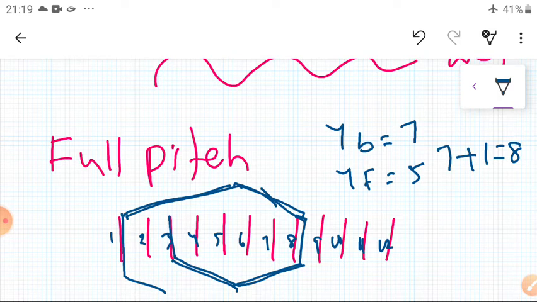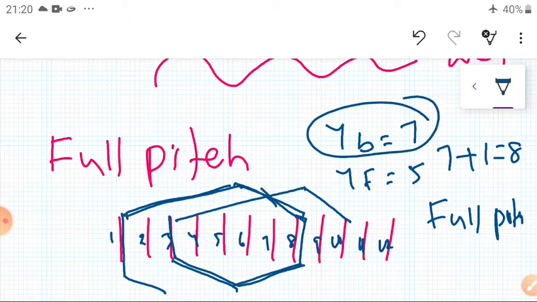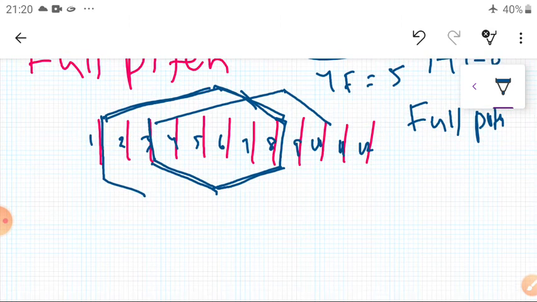Now plus or minus 2. Now it is connected once again. Here there is 3 plus 7, so I am going to connect to the 10th. Similarly, this is a full pitch coil. As per YB, I connected the 8th slot.